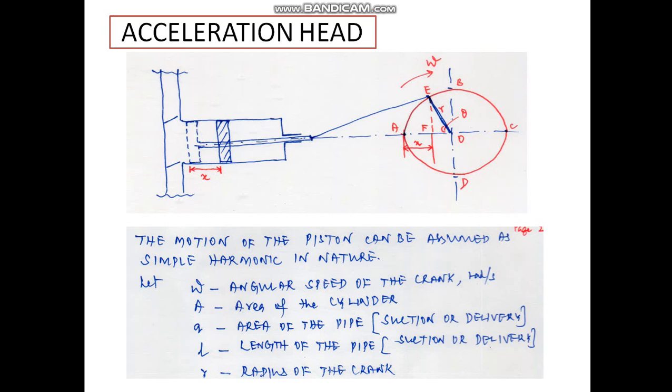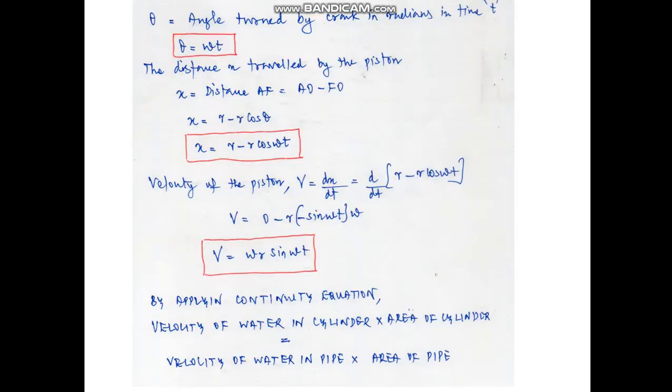So when the crank is at A, the piston is at the extreme left. When the crank is at B, the piston is at the exact center of the cylinder. When the crank is at C, the piston is at the extreme right. Then it moves into the delivery stroke. D is at the middle of the delivery stroke, and when it reaches A, it comes to the extreme left. Now, this angular displacement theta will be equal to omega t. Omega is the angular velocity, angular speed, t is the time, so omega t.